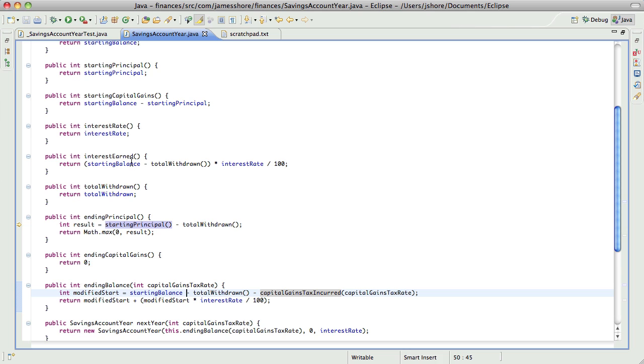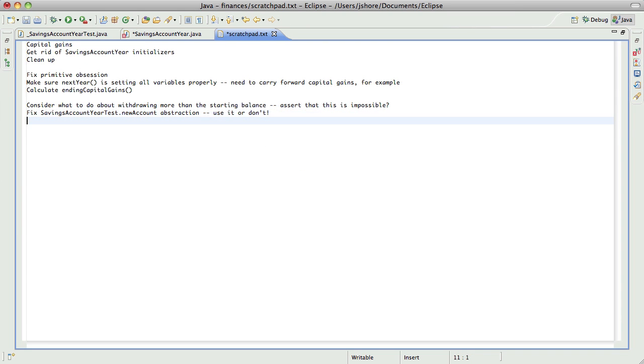Interest earned does not include the capital gains tax. Right, so that is going to be starting balance minus total withdrawn minus capital gains tax incurred. At a rate, so we need to pass in our capital gains tax rate. The fact that we're having to pass in our capital gains tax rate everywhere tells us something. I think it needs to be going to the constructor in capital gains tax rate everywhere.